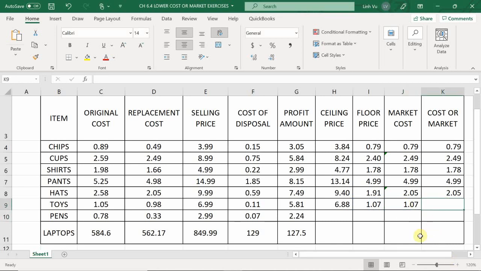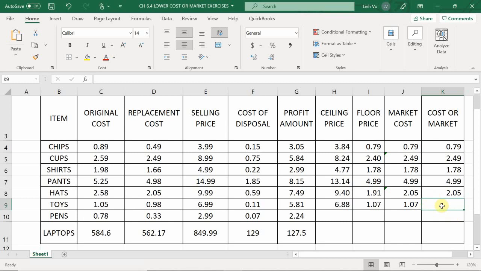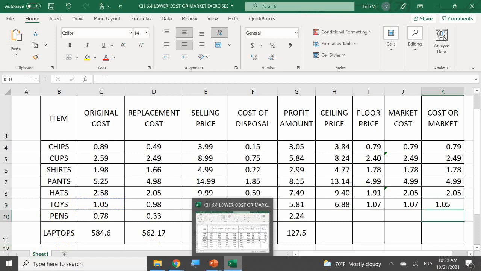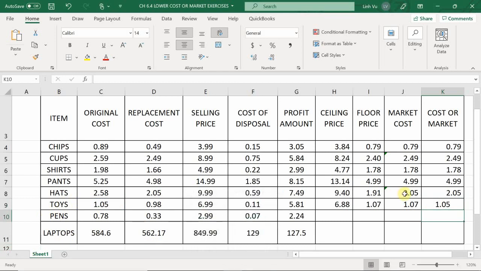Okay. So once again, now we're going to compare. Which one's lower? My original cost of $1.05 or my market cost of $1.07? The original cost. The original cost of $1.05. So yes, this can happen where when you calculate, your differences could be a penny or 2 pennies off. So you have to be very, very careful looking at this, okay?